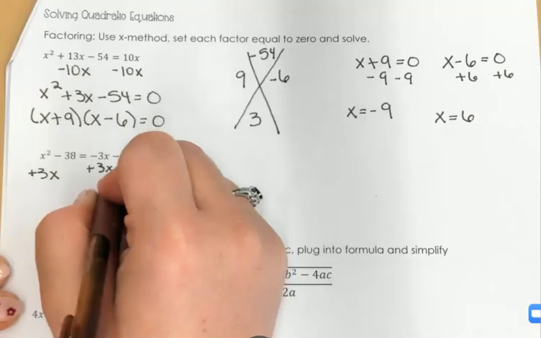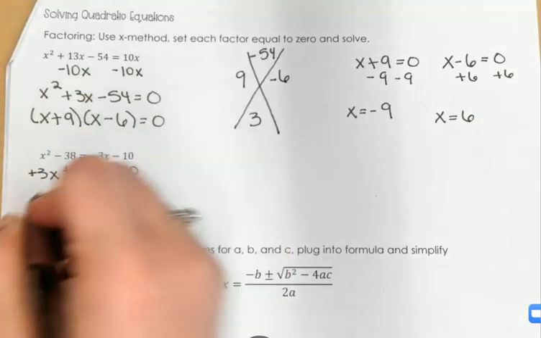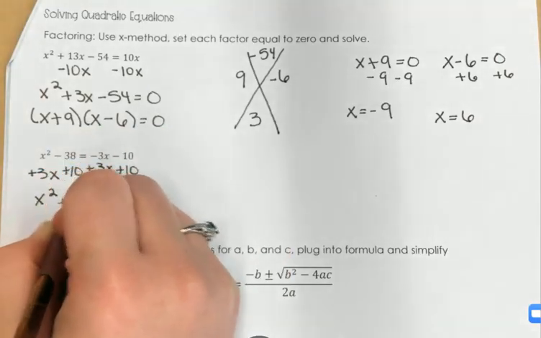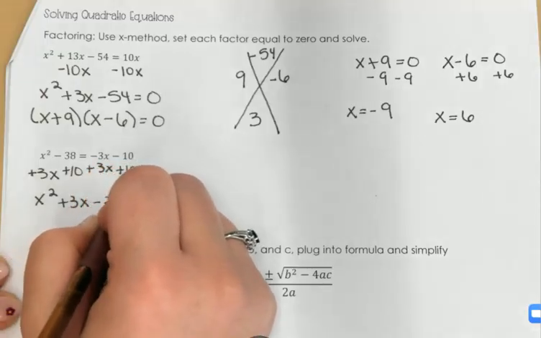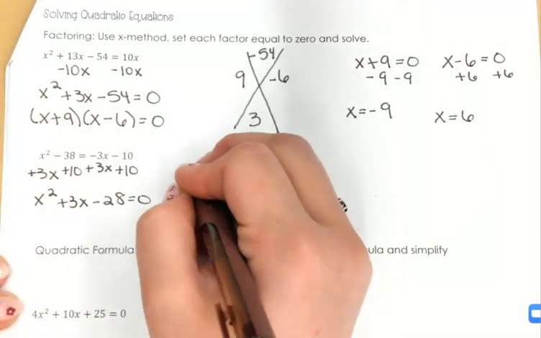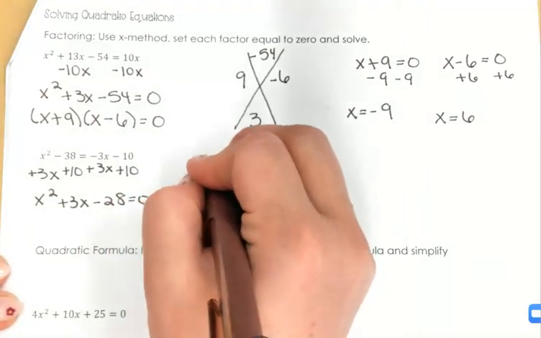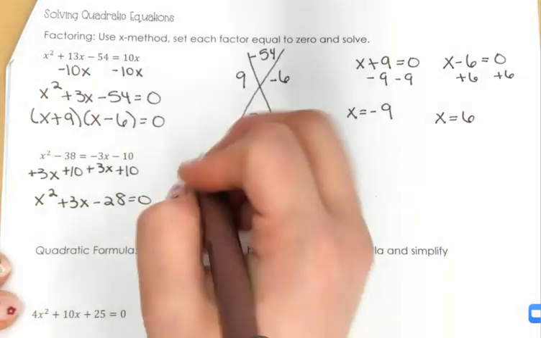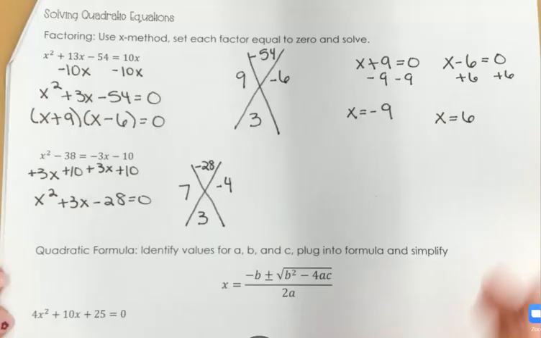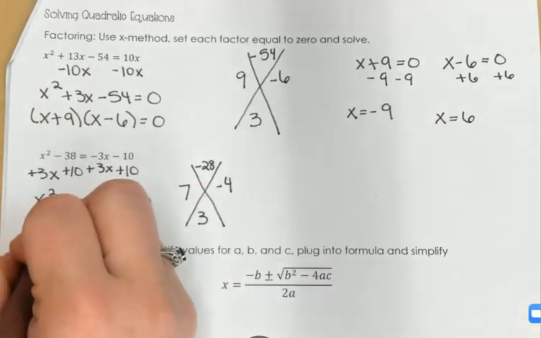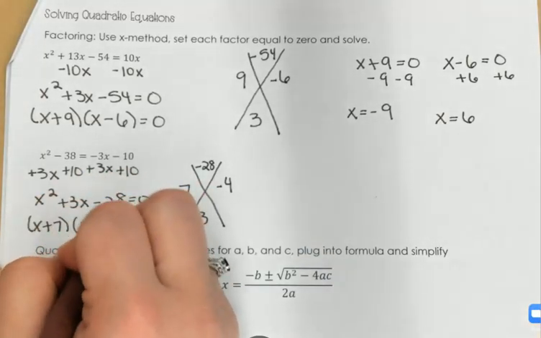I need standard form, so I'm going to move the 3x and the 10 over. So I'll have x squared plus 3x minus 28 equals 0, so I can set up my x. I want two numbers that multiply to -28 and add to 3. Well, that would be +7 and -4. So my two factors are going to be x plus 7 and x minus 4.